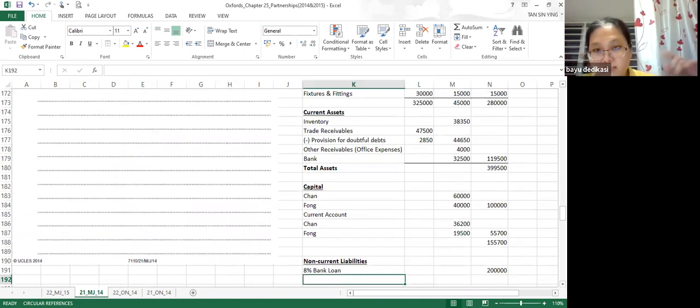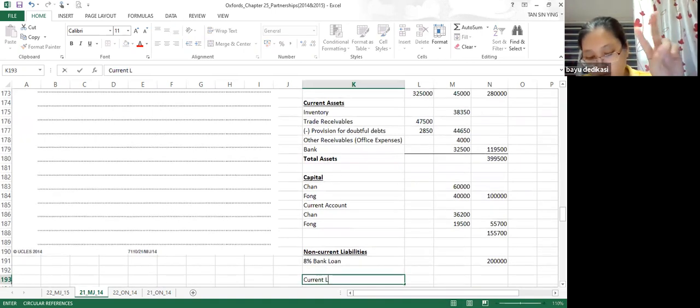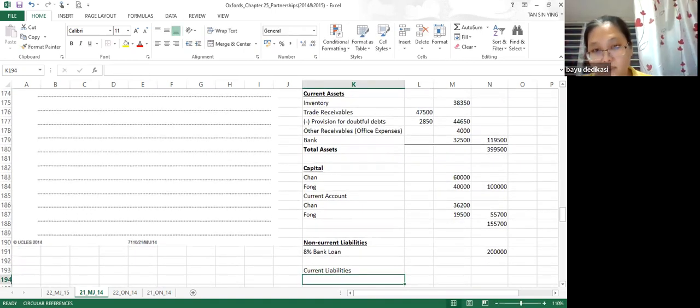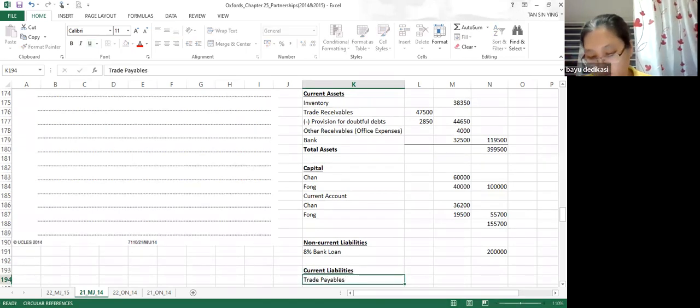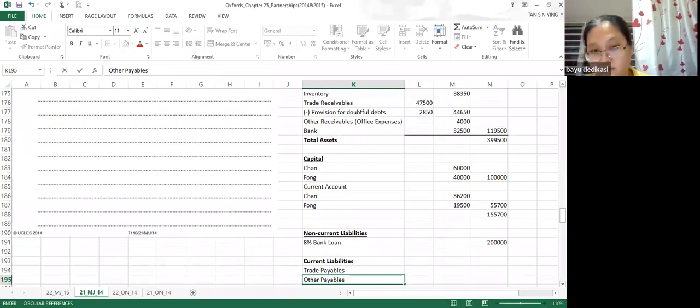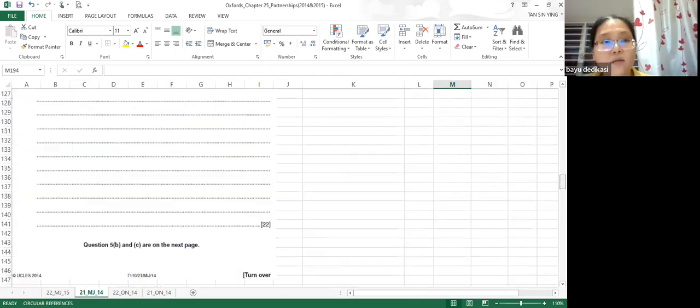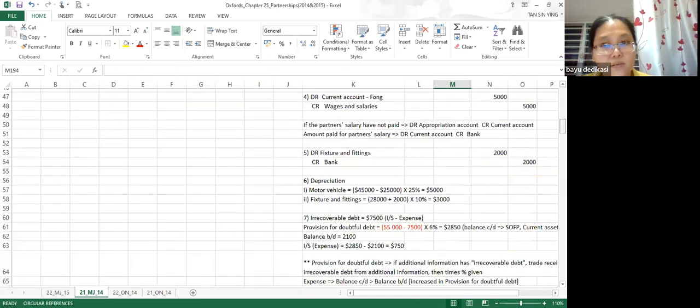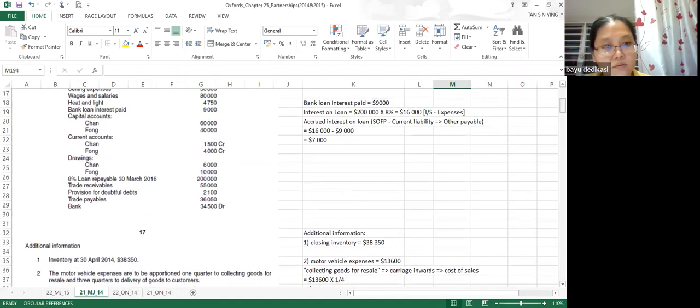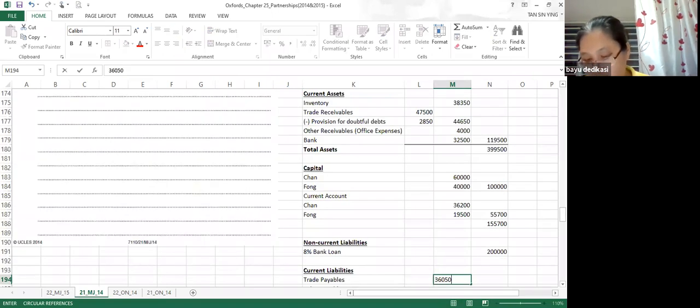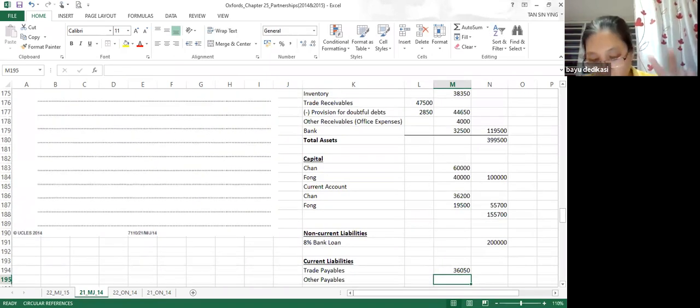Next is the current liability. You have two amounts, trade payable and other payable. Your trade payable no change, just take from your trial balance. Put into the second column because you got two items in the current liability. $36,050.